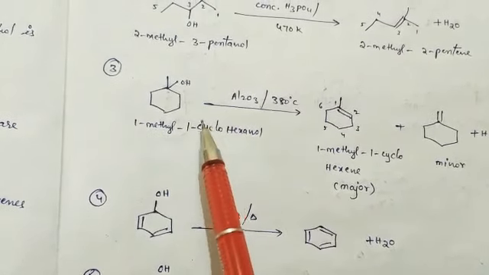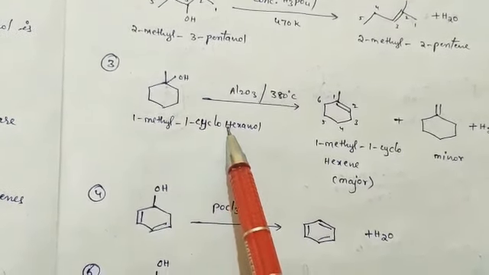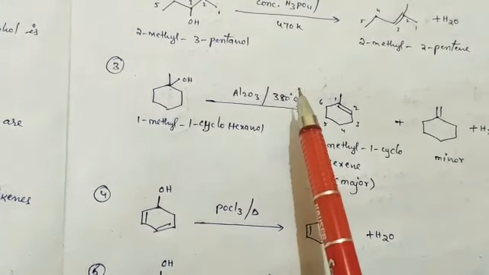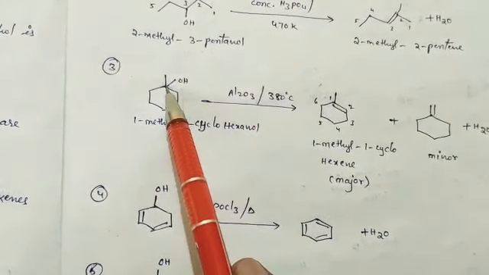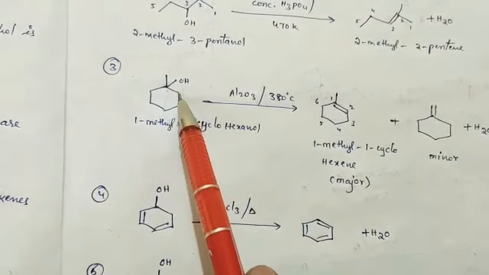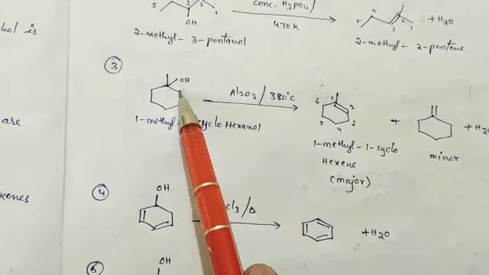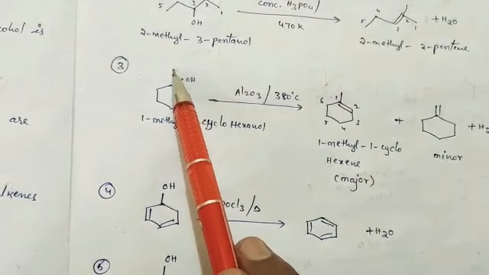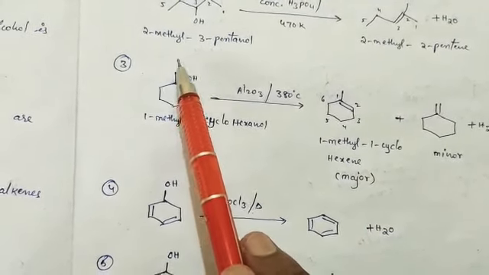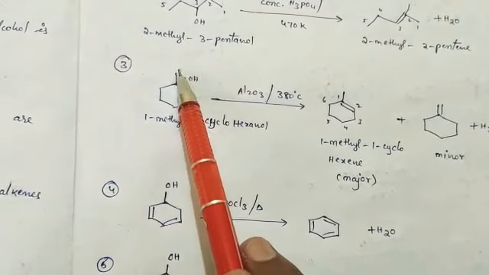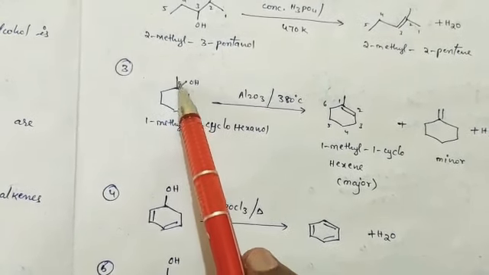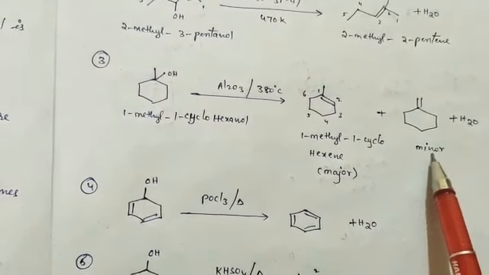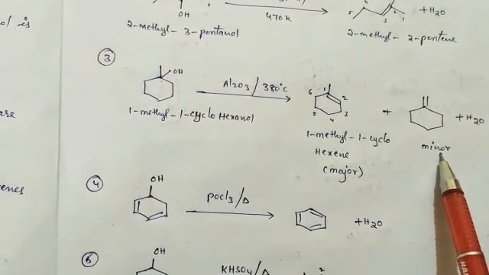Now let us see one more. So 1-methyl 1-cyclohexanol. We are adding alumina at 380 degrees Celsius. Here OH is attached to a carbon. So we can eliminate the hydrogen from this carbon, or we can eliminate the hydrogen from the CH3 also. CH3 is a primary carbon. If you remove the hydrogen from the primary carbon CH3, then between these two carbons a double bond is formed, but that becomes a minor product.